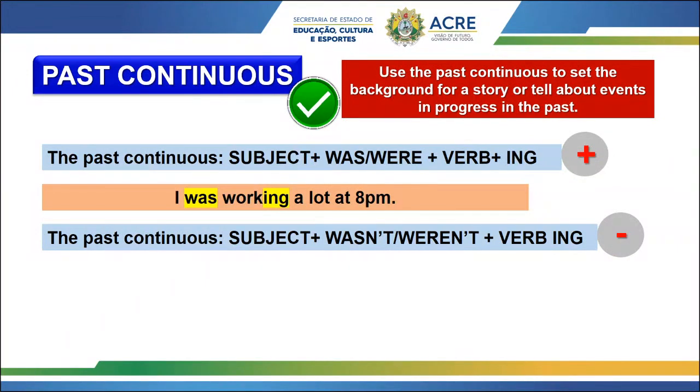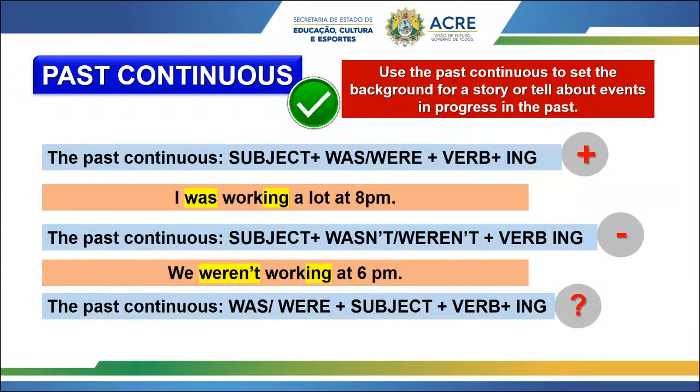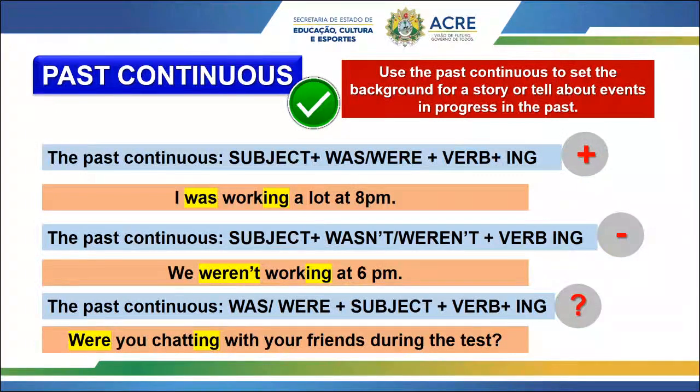Negative sentence: subject, wasn't or weren't, plus verb and ing. For example, we weren't working at 6 p.m. And the interrogative sentence: was or were, plus subject, plus verb, plus ing. So, were you chatting with your friends during the test?